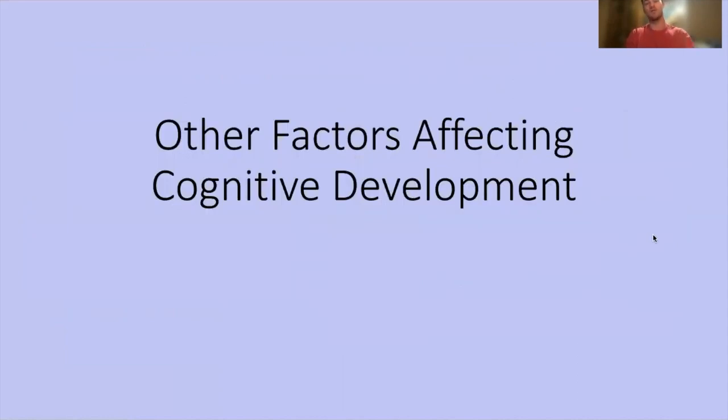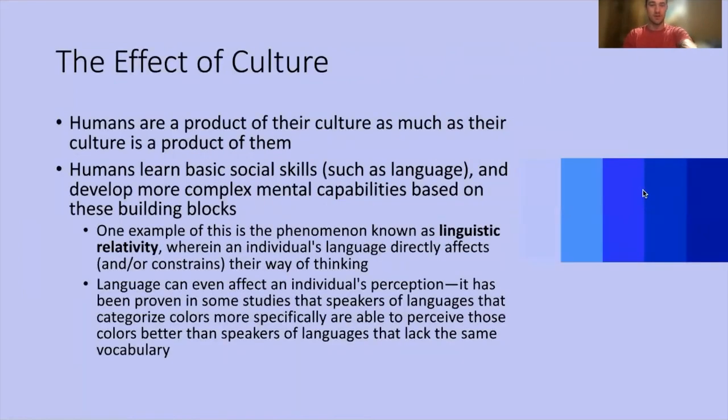And we'll talk a little bit about a few other factors that are affecting cognitive development. So the effect of culture, for example. Humans are a product of their culture as much as culture is a product of them. So humans learn basic social skills such as language, and they develop more complex mental capabilities based on these building blocks. One example of this is the phenomenon known as linguistic relativity.